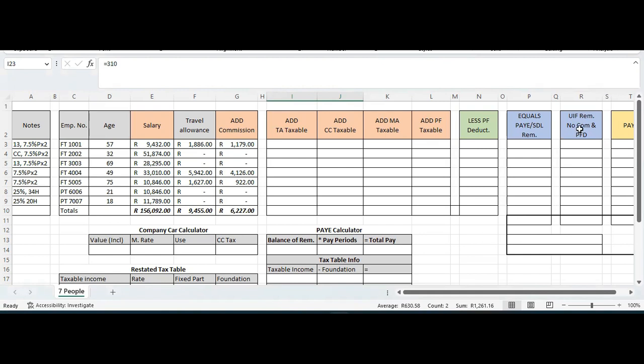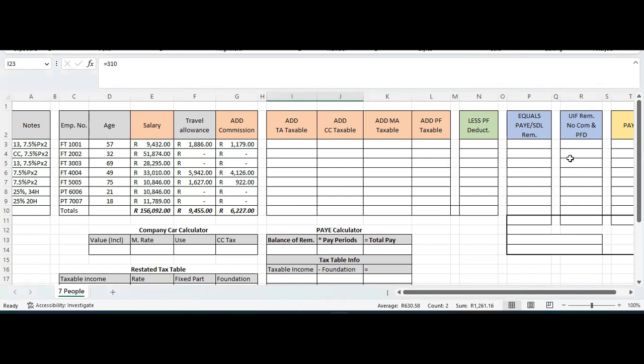For UIF, we must ignore the commission, so we do not add the commission, and we must ignore the pension fund deduction. Now, the way to do that, rather than doing the entire calculation again, is you take your pay as you earn remuneration, and you now subtract the commission that you added previously, and you add the pension fund deduction that you subtracted previously, and that will give you UIF remuneration.